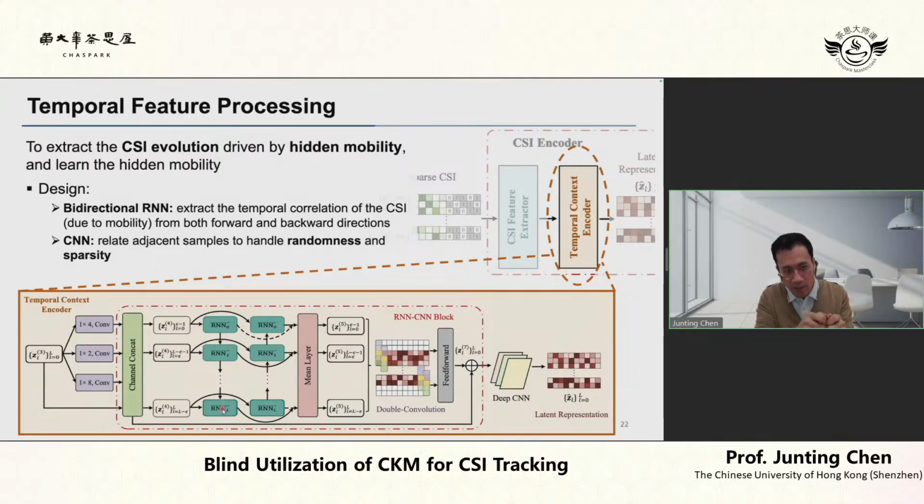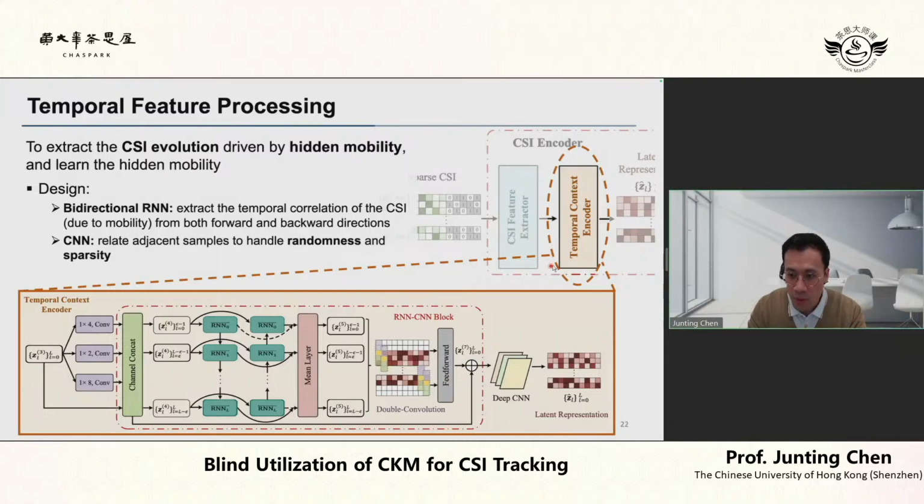But an RNN can only exploit the correlation in one direction, from the beginning to the end. We also want to exploit the backward direction, from the end to the very beginning. And then for the same reason, due to sparsity, we also put up a deep CNN module to handle the randomness and sparsity of the observation.